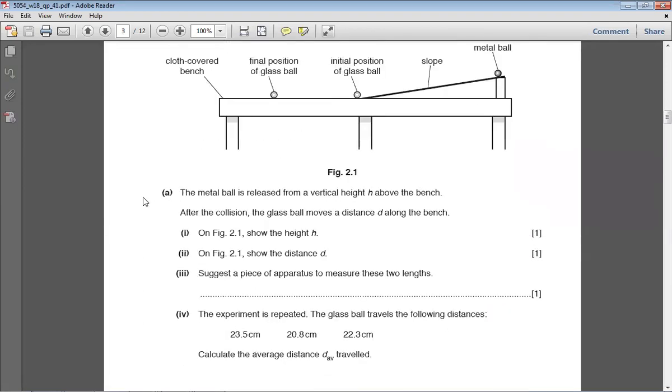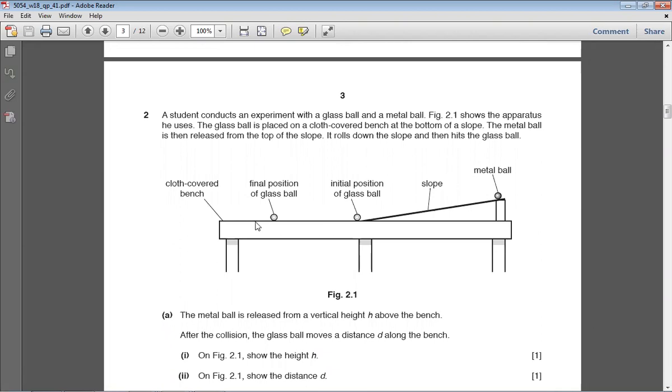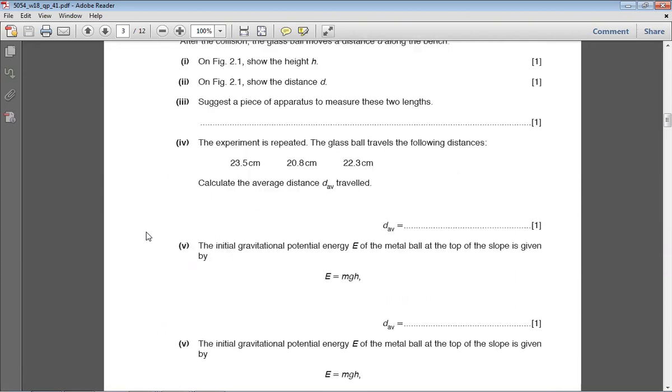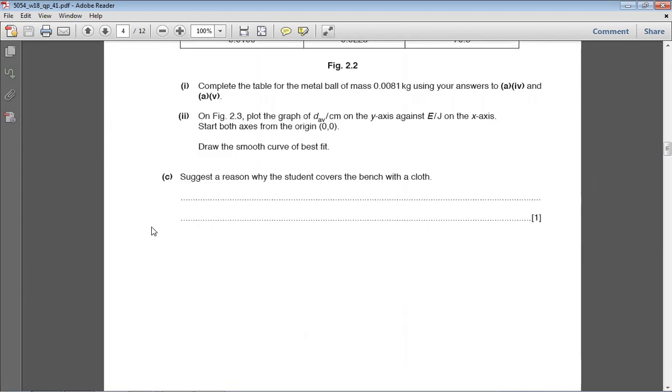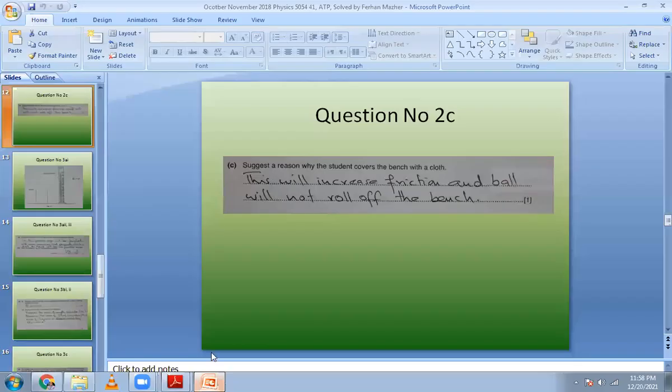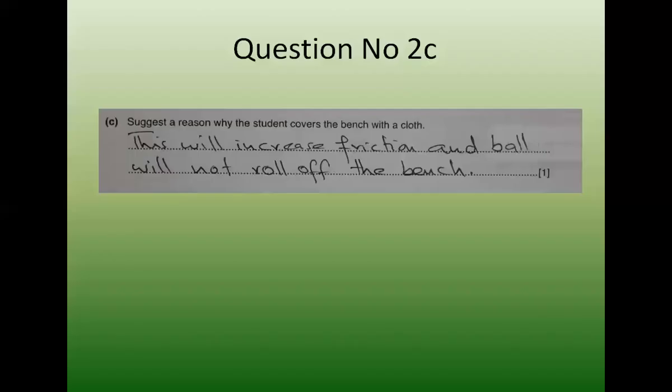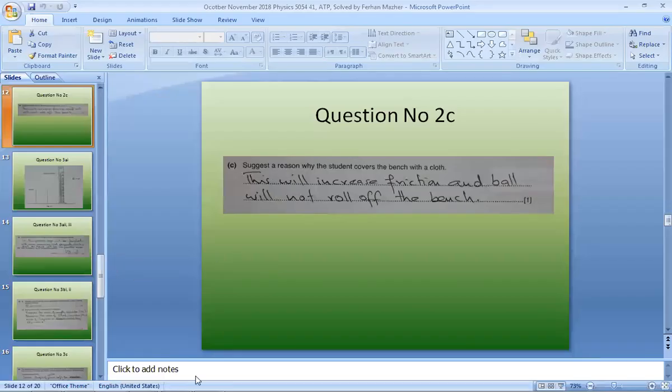So you see, we have covered this bench with the cloth because when you put a cloth here, the cloth will have more friction as compared to the surface of the table. So the cloth will not let these balls roll off or drop down from the bench. It will stop the balls. Okay, the balls will cover less distance. So this is the reason why we have put a cloth there. So let me show you my answer. Okay, so this will increase the friction and the ball will not roll off the bench. So that's the question number 2C part.